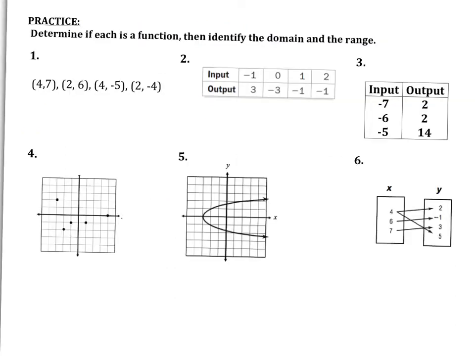All right, so let's go ahead and determine if each is a function, and then we'll identify the domain and the range. For our first one, what I like to do is list them. I've got 4, and that goes with 7. I've got 2, and the output would be 6. Here I've got 4 with an output of -5, and I also have another 2 where the output is -4. Because the input has more than one output, that is not a function.